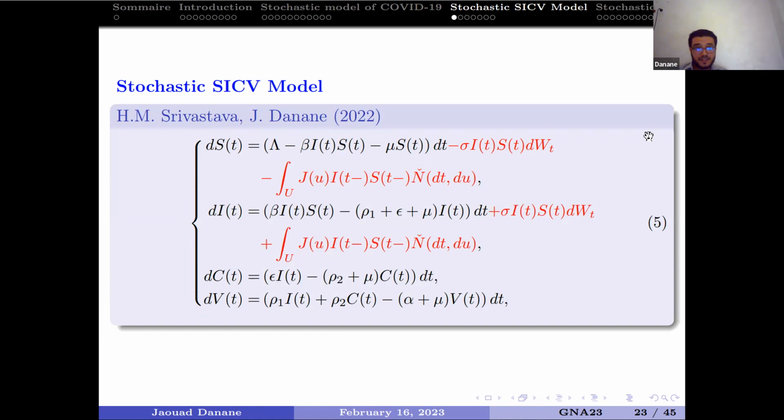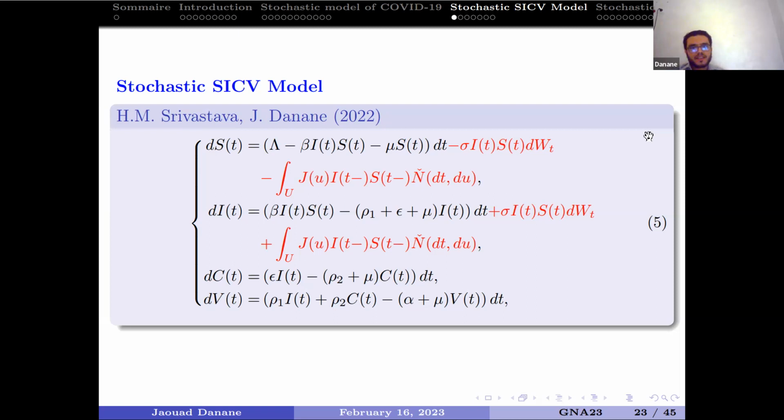another stochastic SECV model where we represent the interaction between the susceptible, infected, chronic and vaccinated population. So here we have introduced some new assumptions.